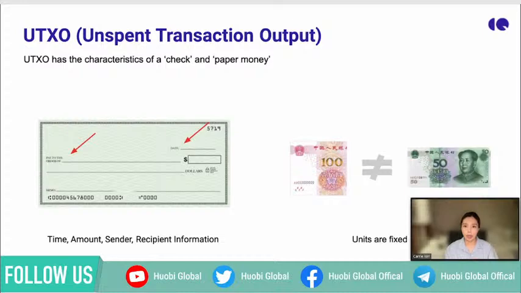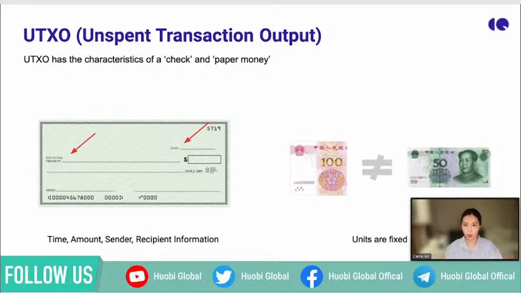It works like a check because it contains information on when and how much was moved, like the time, amount, sender, recipient information. All that is written down and it's always up to date. And it's also similar to paper money because you can't just randomly split it. For example, if you want to pay 50 yuan, you can't just rip a 100 yuan bill and give it to them. You have to give the whole 100 yuan and receive change, right? And UTXO works like that too.